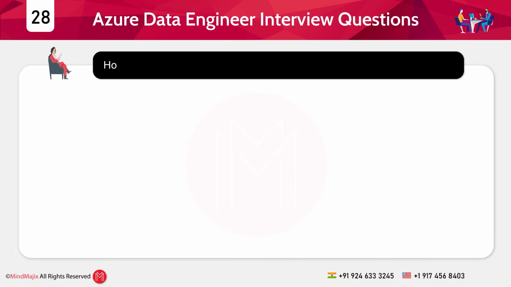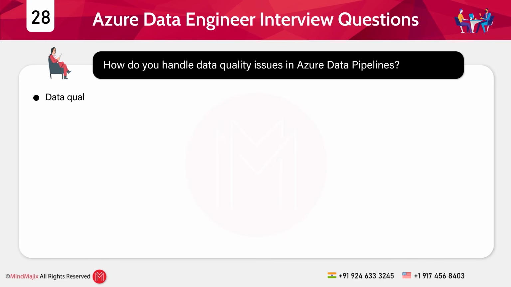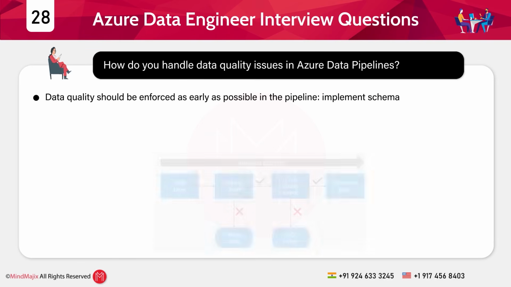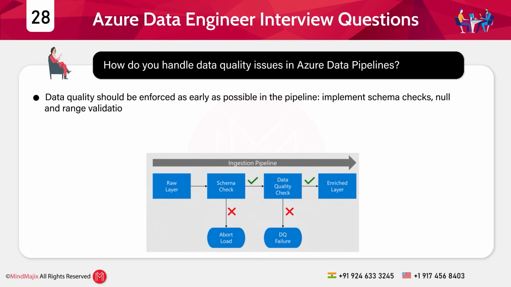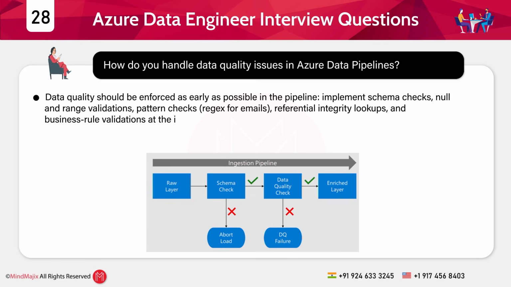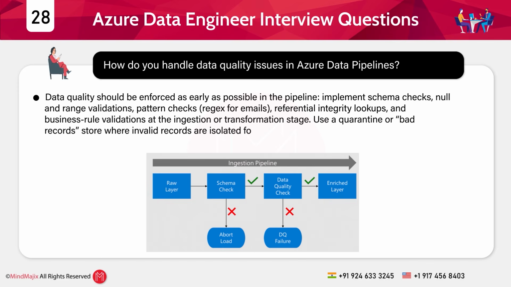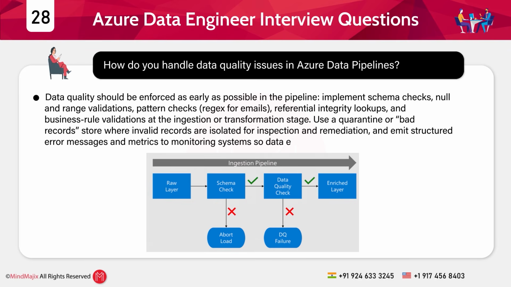The next question is, how do you handle the data quality issues in Azure data pipelines? So data quality should be enforced as early as possible in the pipeline. For that, you have to implement schema checks, null and range validations, pattern checks, referential integrity lookups, and business rule validations at the ingestion or transformation stage. Over here, you use a quarantine or the bad records store where the invalid records are isolated for inspection and remediation, and emit structured error messages and metrics to monitoring systems so that data engineers can triage the issues quickly.